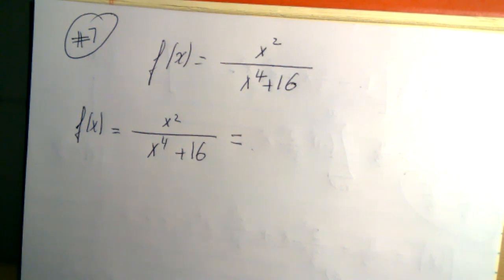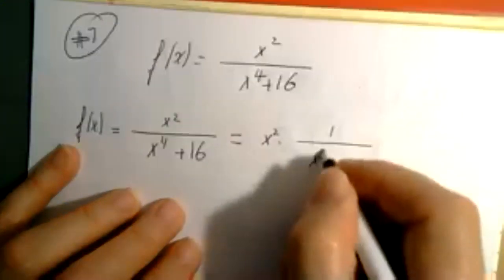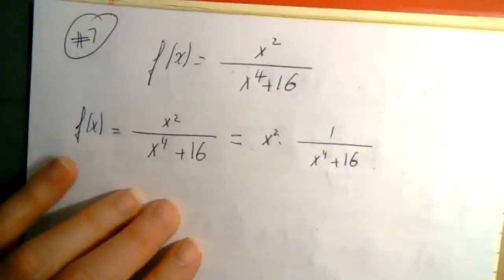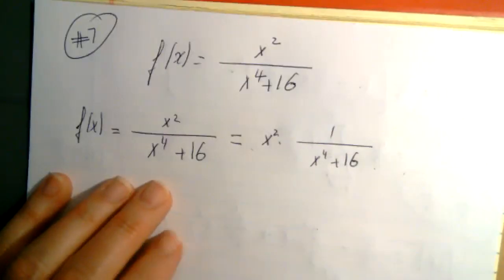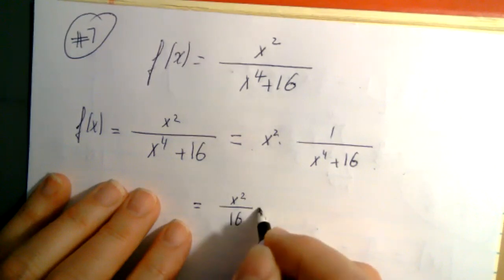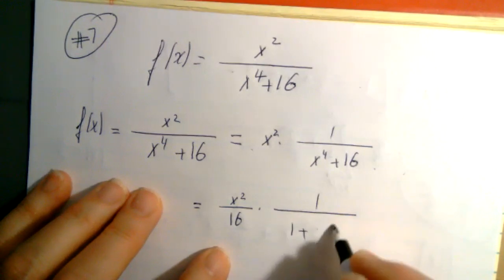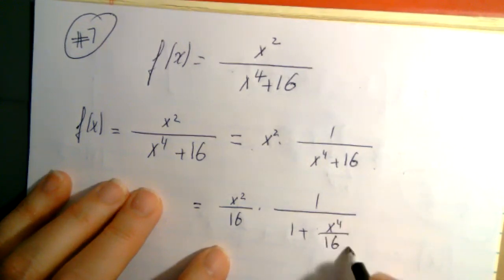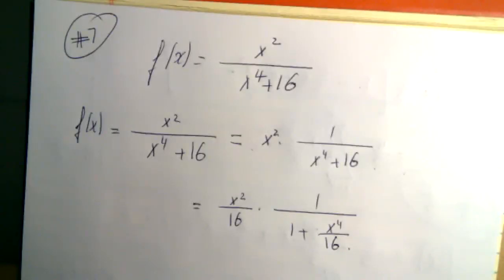Okay, pull out the x squared. I'm going to pull out the x squared first: 1 over x to the 4 plus 16. All right. And then I'm told to pull out the 16. So this is going to give me, I'm going to flip those around, 1 plus x to the 4 over 16. Do you agree with Sarah? Yep. And now can we just go on?